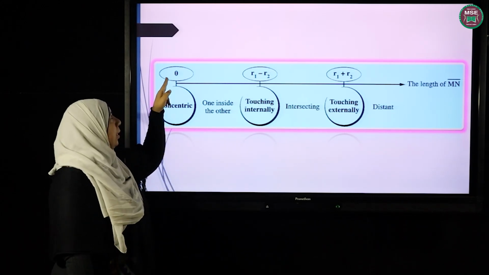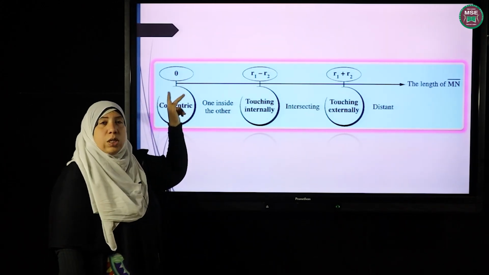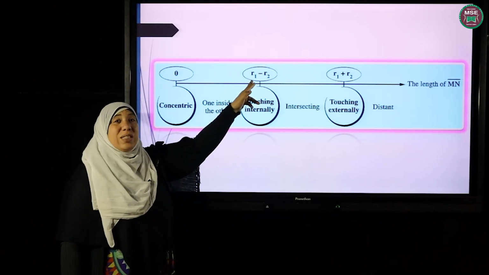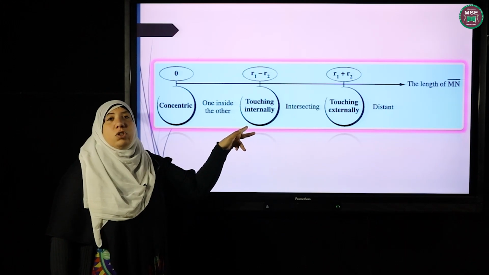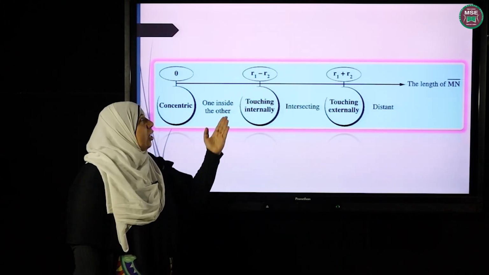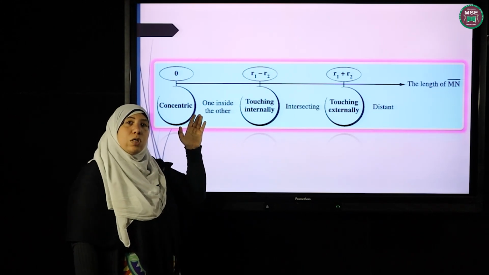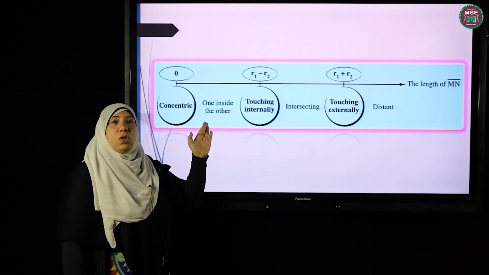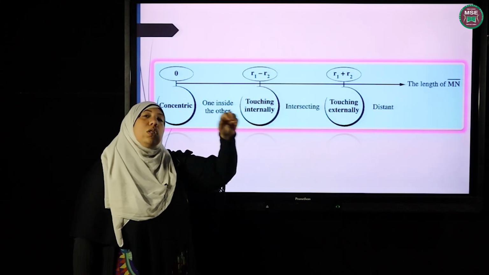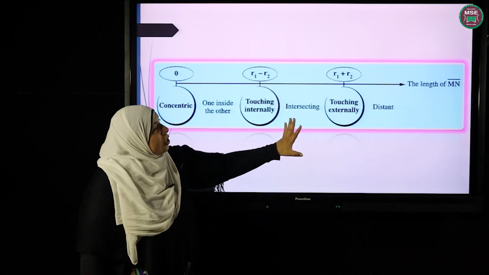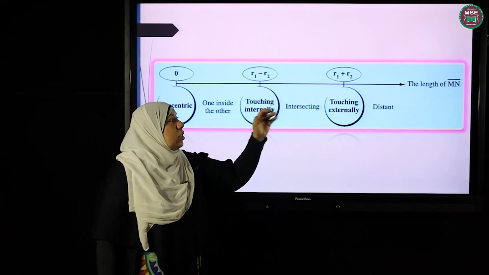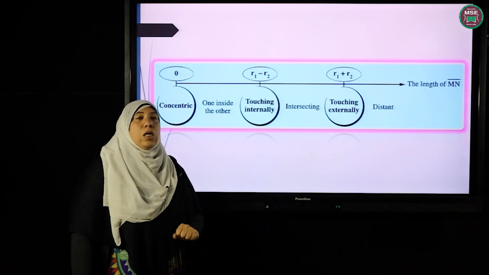If MN equals 0, they are two concentric circles. If MN equals the difference exactly, they are touching internally. If equal to the sum, they are touching externally. Any number smaller than R1 minus R2 means one is inside the other. Any number greater than R1 plus R2 means two distant circles. Any number between the difference and the sum is for intersecting circles.